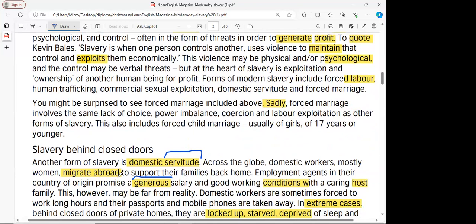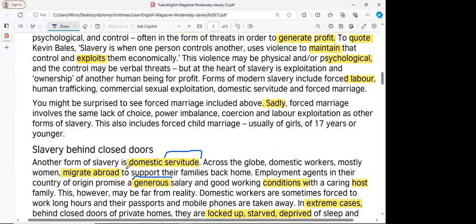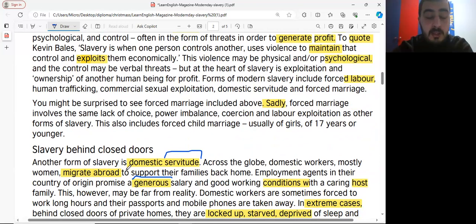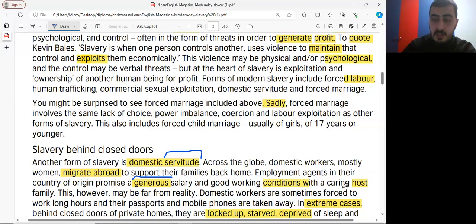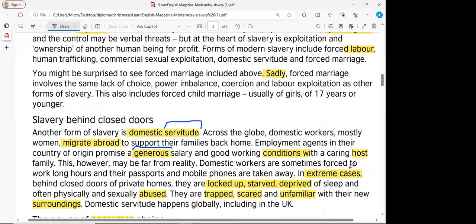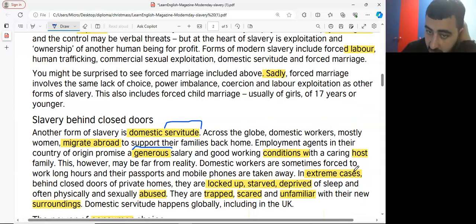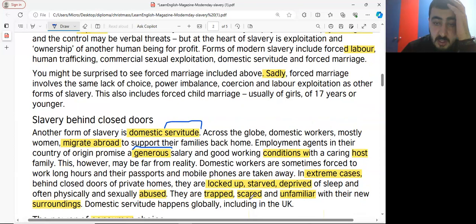Migrate abroad. Abroad. Not abroad. Abroad. Yes. This one? Conditions. Yes. Conditions, yes. Okay. This one? Extreme cases. Cases. يعني قضايا. Yes. متطرفة أو يعني صعبة جدا. Okay. This one?